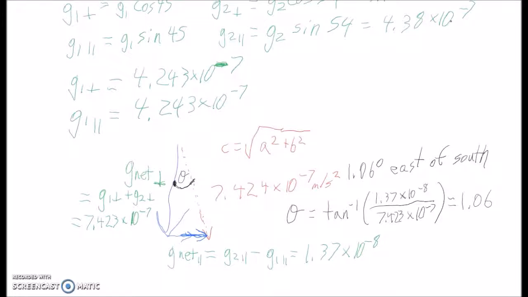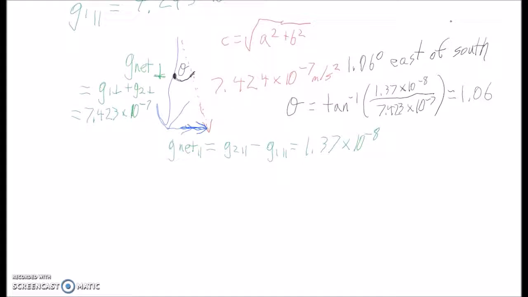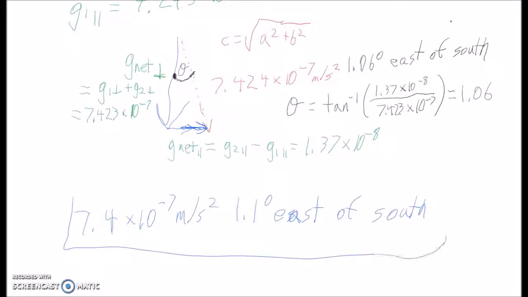If we look at all the sig figs all the way through, we should have a final answer of 7.4 times 10 to the negative 7 meters per second squared, 1.1 degrees east of south. So this should be our final answer for part A.